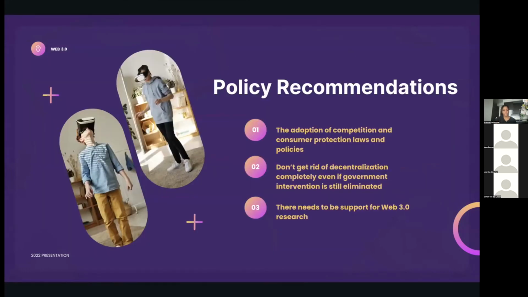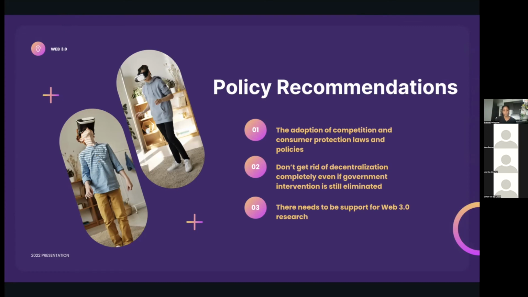As for recommendations, the first recommendation is the adoption of competition and consumer protection laws and policies. With the implementation of Web 3.0, it is important to ensure that there are competition laws in place that can protect smaller companies from being overshadowed by the bigger companies. Currently, big tech corporations such as Facebook, Amazon, Google, and Microsoft dominate the internet space, which makes it difficult for smaller companies with exceptional services to compete with these platforms. These big platforms hold a critical mass of users in the digital space, and users feel like these are the only companies that they trust to use.